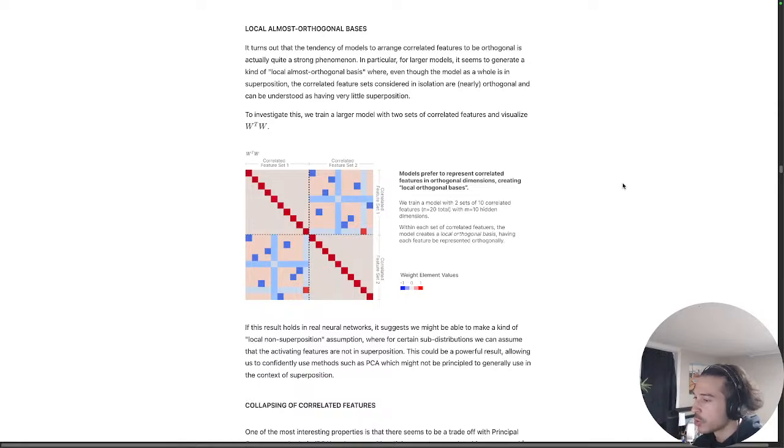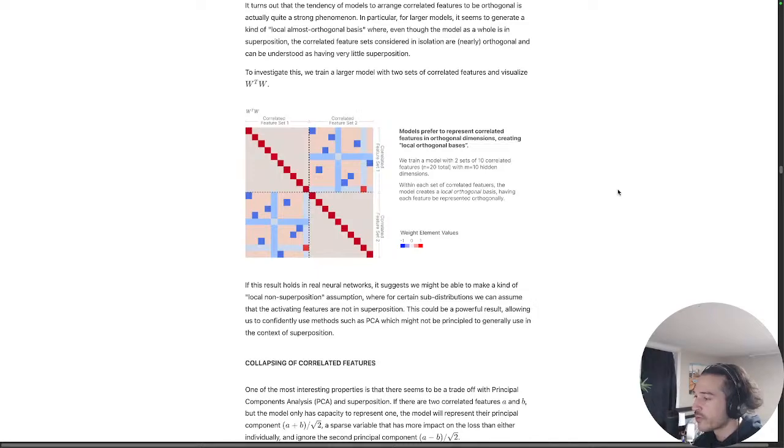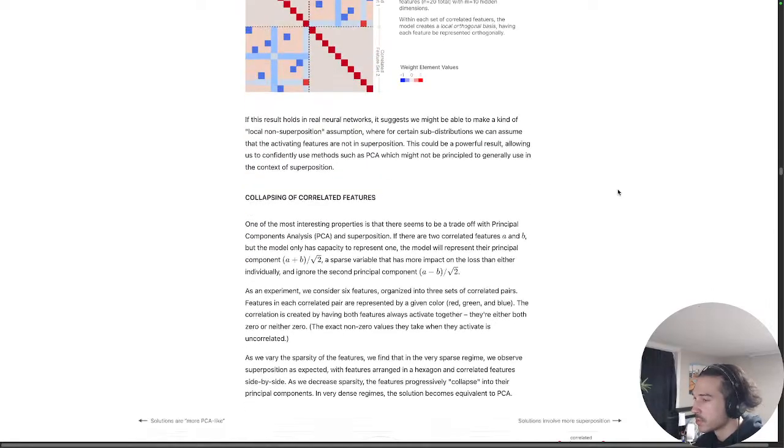If this result holds in real neural networks, it suggests we might be able to make a kind of local non-superposition assumption, where for certain sub-distributions, we can assume that the activating features are not in superposition. This could be a powerful result, allowing us to confidently use methods such as principal component analysis, which might not be principled to use generally in the context of superposition.